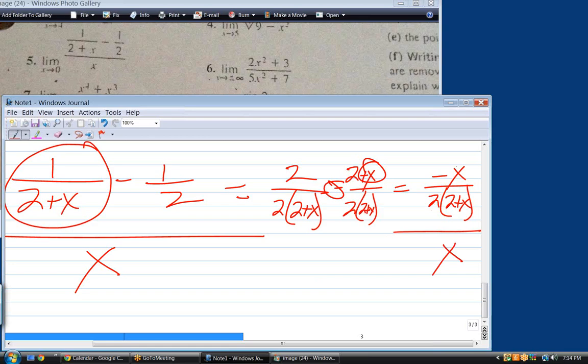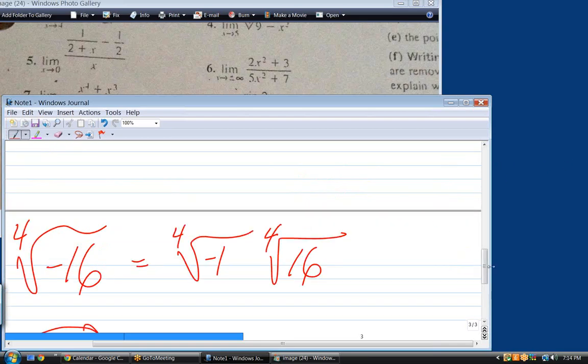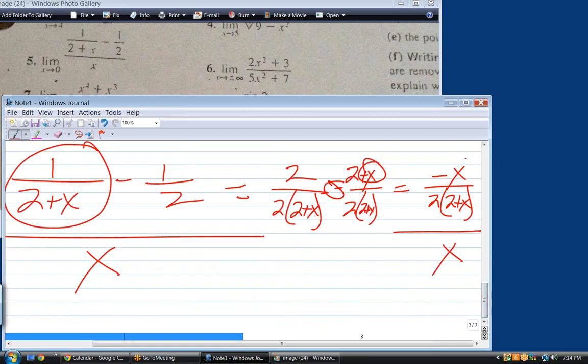Well, now I can cancel stuff. How do I do this division? I flip the denominator and multiply, right? That's how we do division of fractions. I pretend there's a 1 under that. I flip it, I multiply, and what am I left with? -1.